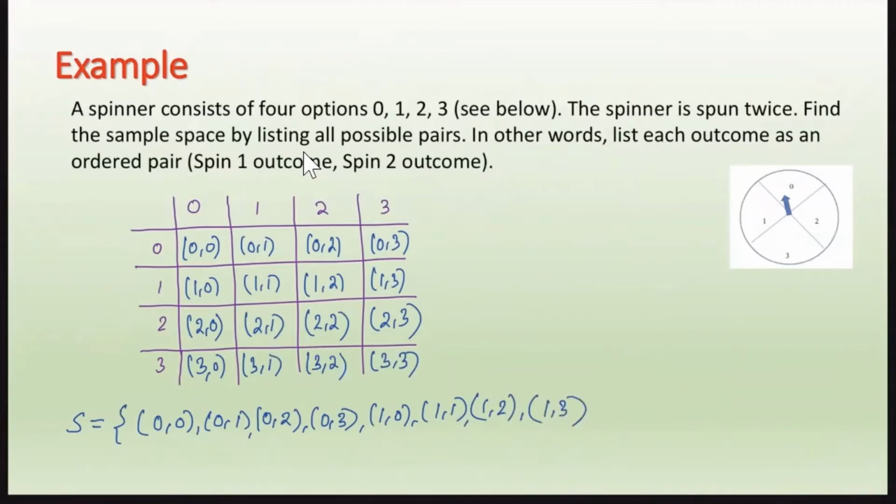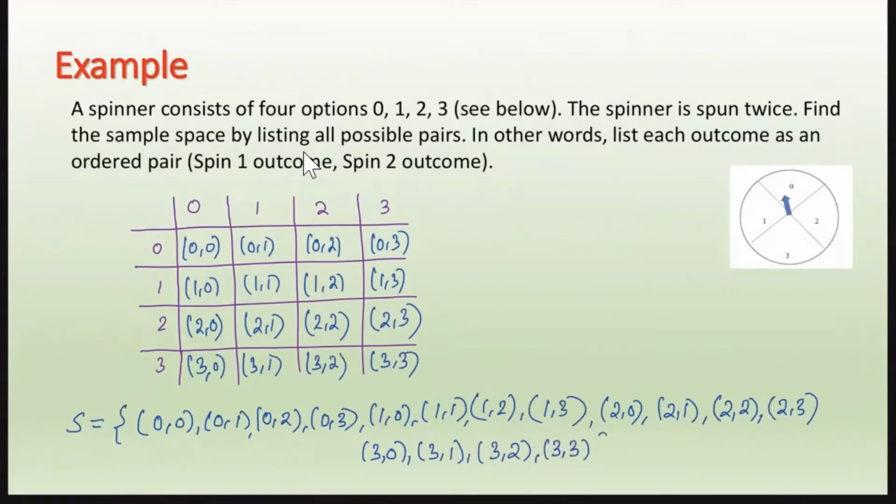There are so many. Then 2, 0, 2, 1, 2, 2, 2, 3. Then 3, 0, 3, 1, 3, 2, 3, 3. Okay, that is the sample space.